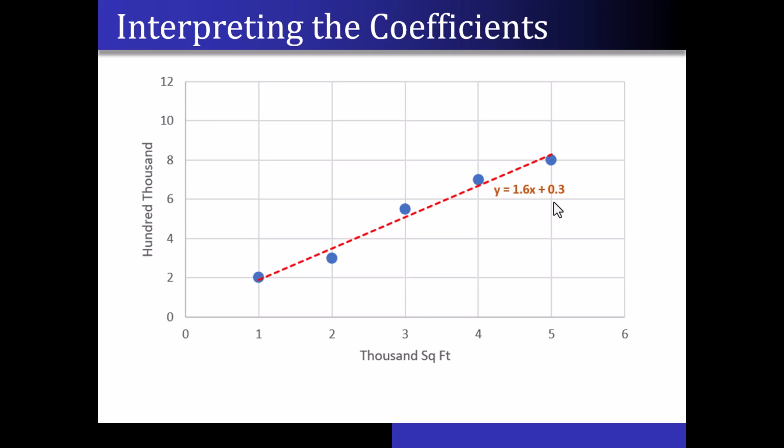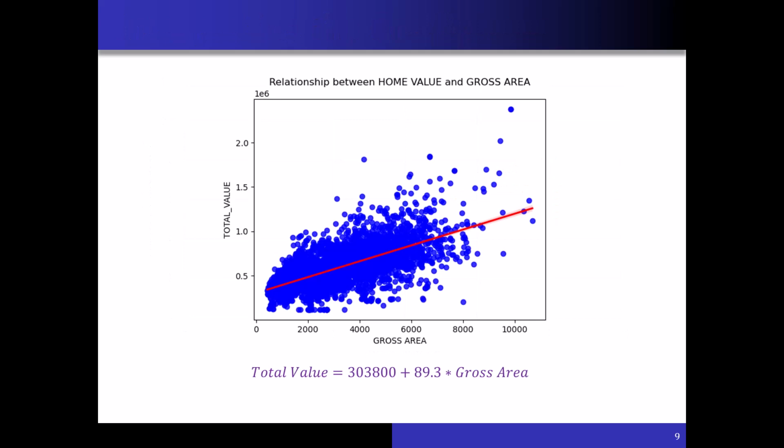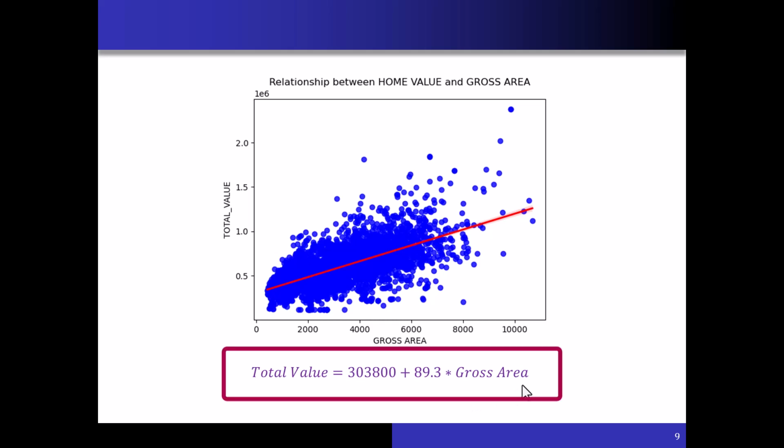So how do I apply this method to my data set? Well, this is the relationship between home value, total value, and the gross area. If we apply the least squares method to my data set using Python or any kind of software, I will end up with this equation. Total value is going to be 303,800 plus 89.3 times gross area.